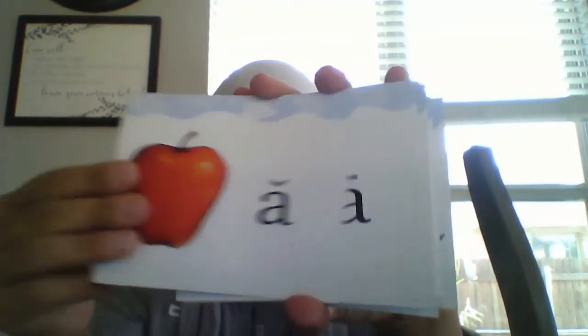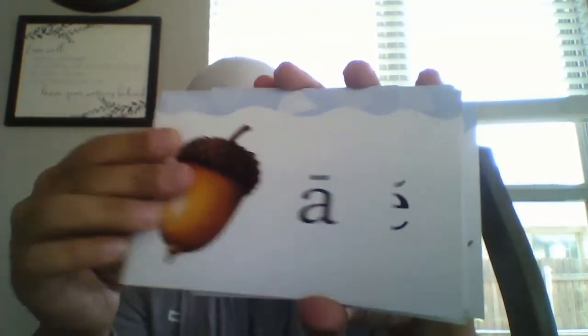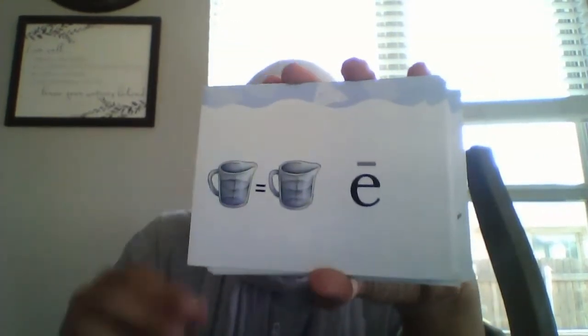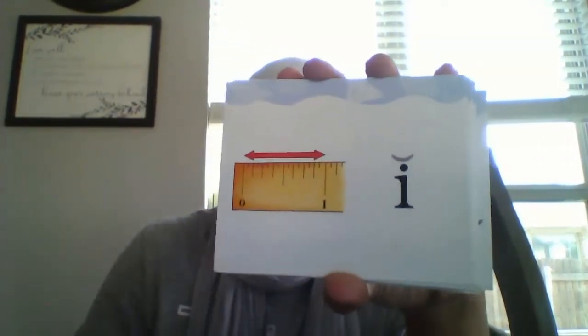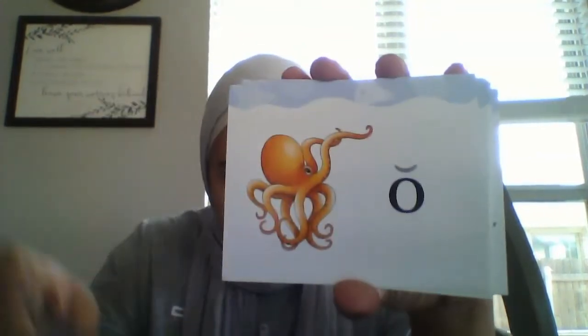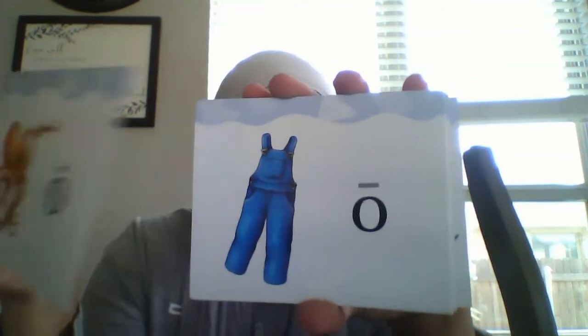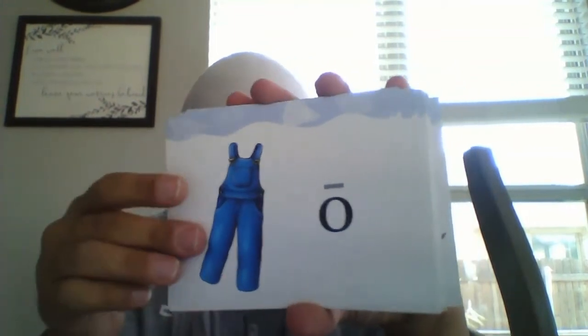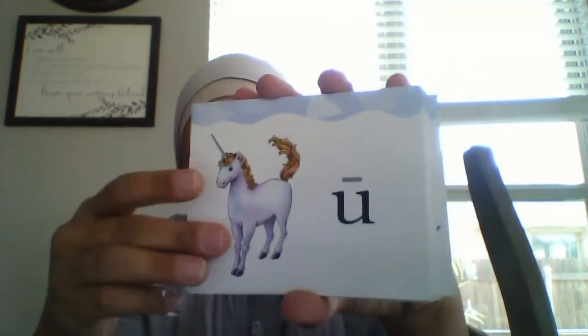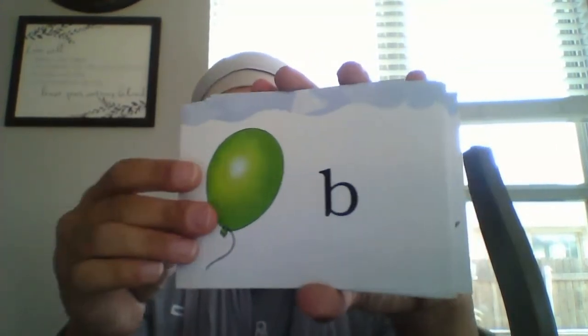All right, you ready? Apple, A. Acorn, A. You repeat after me, okay? Elephant, E. Equal, E. Inch, I. Icicle, I. Octopus, O. Overalls, O. Umbrella, A. Unicorn, U. Balloon, B.